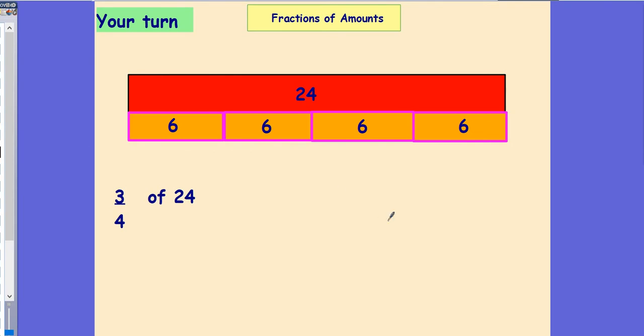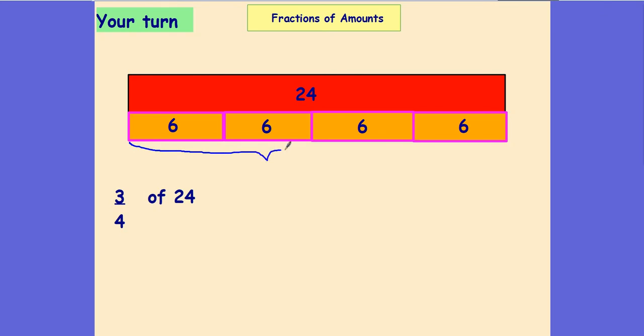Okay, pause the video for a second, have a little think, light blue books. What's 3/4 of 24 going to be? Okay, Lily, what's 3/4 of 24 going to be? 18, lovely. So this time I want 3 of these parts. 1, 2, 3. 6 plus 6 plus 6 gives me 18.